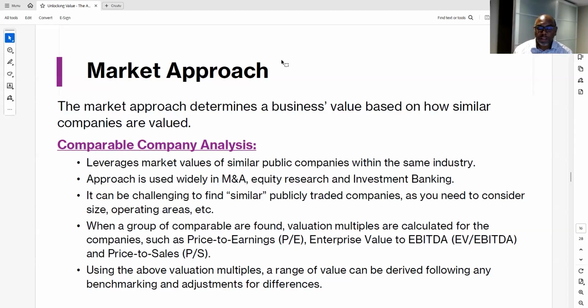And we typically use a range. So, the tendency is to want to pinpoint, well, it's 5 times EBITDA, but we will derive a range and benchmark what that is to adjust for any differences.